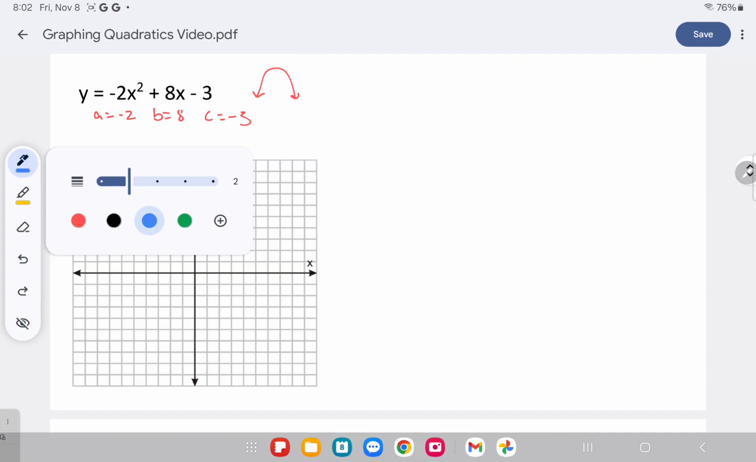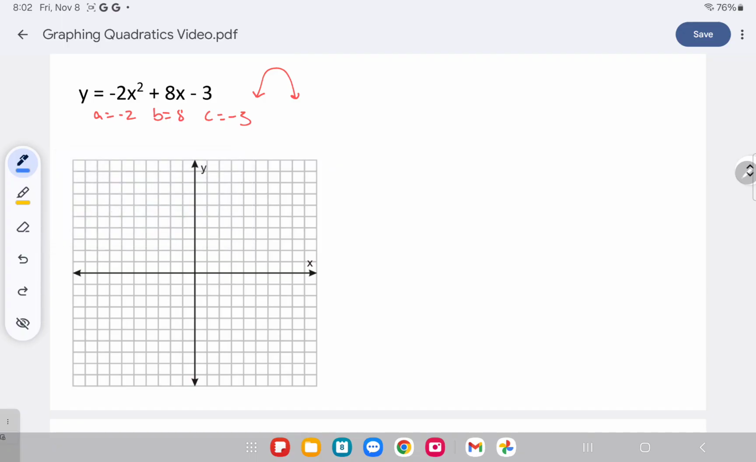To find the vertex, first we need to find the axis of symmetry. And our formula for finding the axis of symmetry when it's in standard form is x equals -b over 2a. In this case, b is 8 and a is -2. So what we get for our axis of symmetry is -8 over -4, or x equals 2. That's a vertical line. So this is our axis of symmetry, arguably the most important part of our graph.